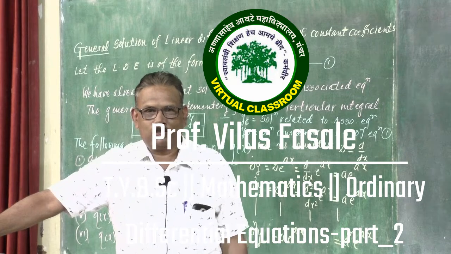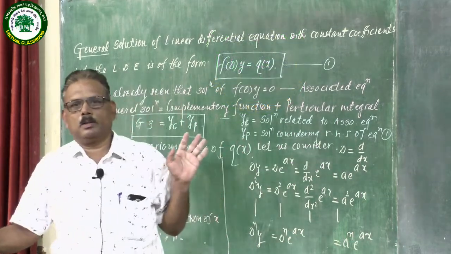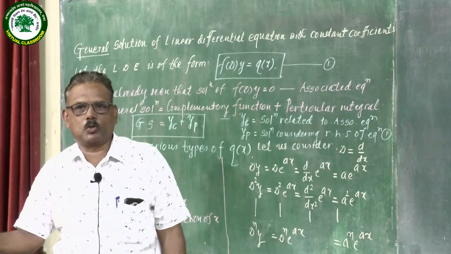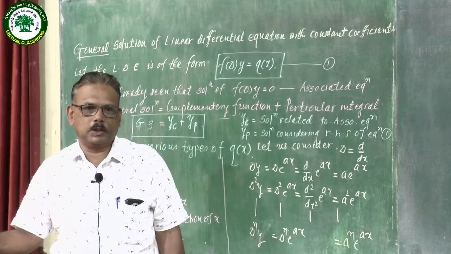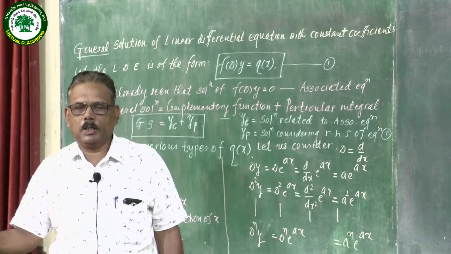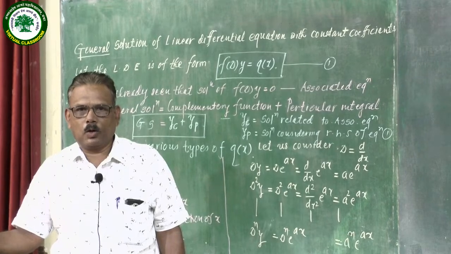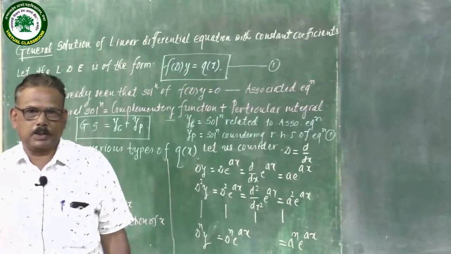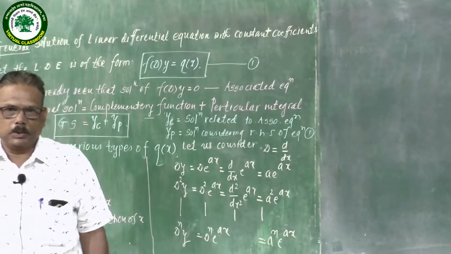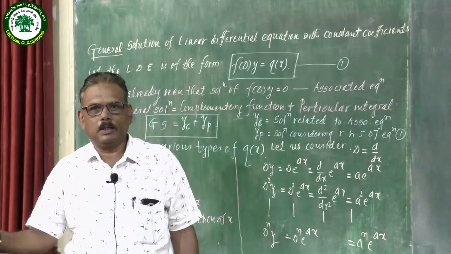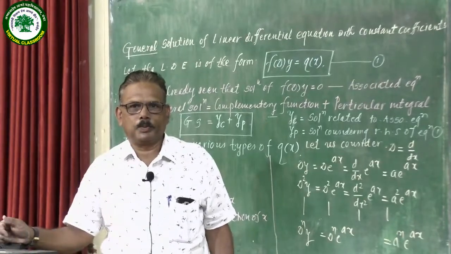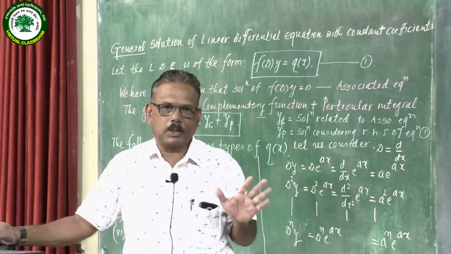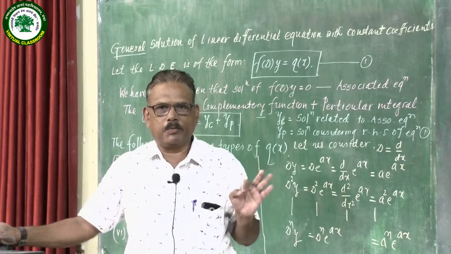Good afternoon, everybody. Today we are studying the solution of linear differential equations with constant coefficients, which are non-homogeneous linear differential equations. We have already studied that when the right hand side of the differential equation is equal to 0, that means Q(x) is equal to 0, the equation is written in associated equation form. That equation is called a homogeneous linear differential equation.